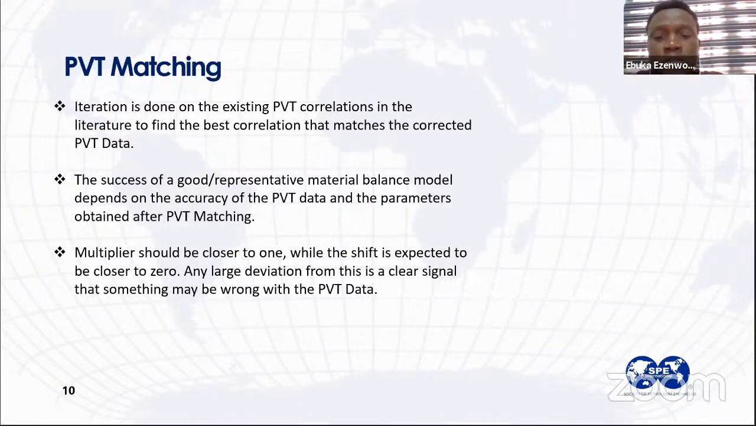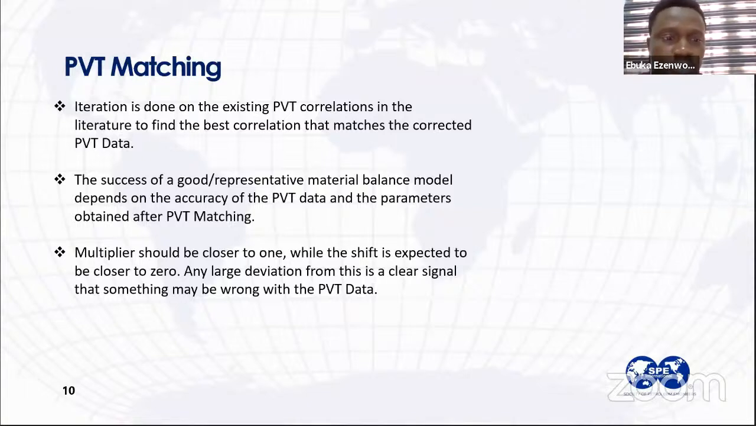So the correlation results are going to be matched against the results that came from the lab. While the matching is going on, the algorithm doing the matching will try to obtain parameter 1 and parameter 2, which are the multiplier for parameter 1 and the shift for parameter 2. Now the success of a good material balance model depends on this PVT data and the parameters that you obtain after matching.